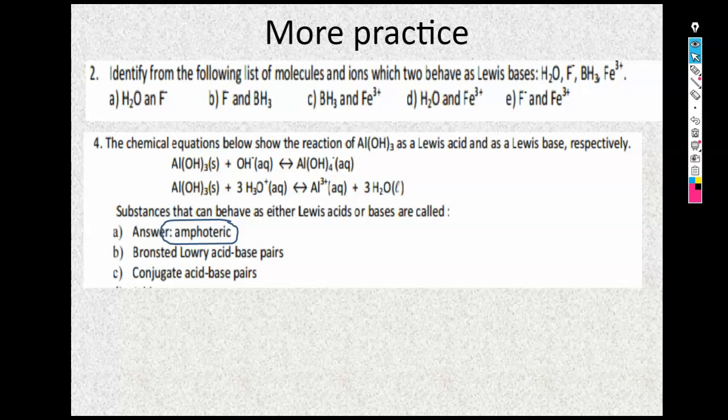Ed puzzle. The final question here: the chemical reactions below show the reaction of Al(OH)3 as a Lewis acid and as a Lewis base, and the answer to how would we define this, and we've said already that would be amphoteric. Please go ahead and give that one a try for number 2 there.